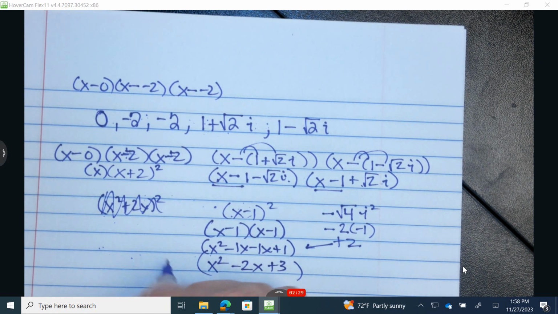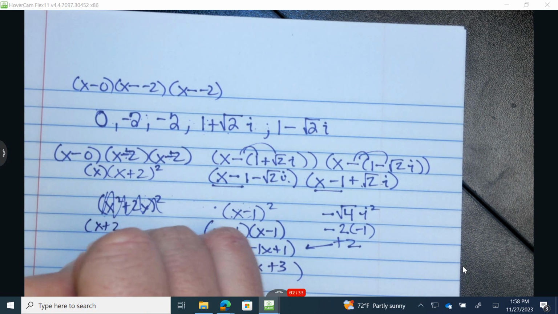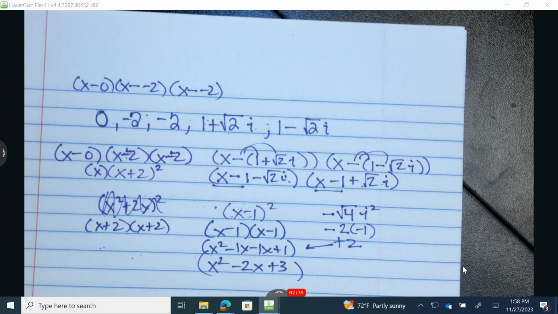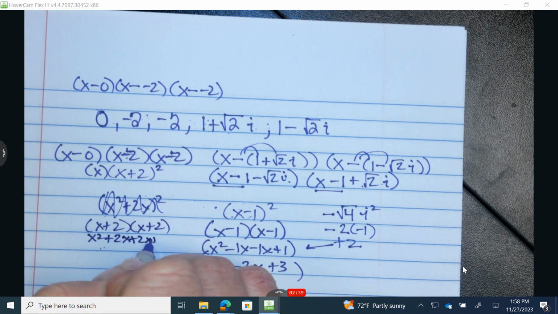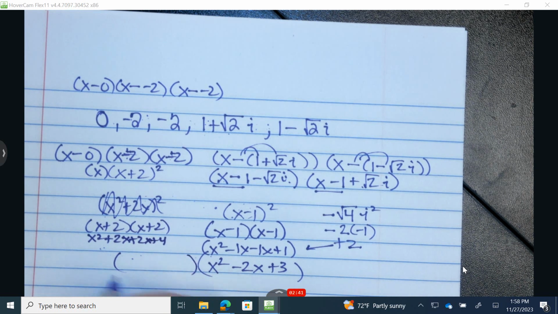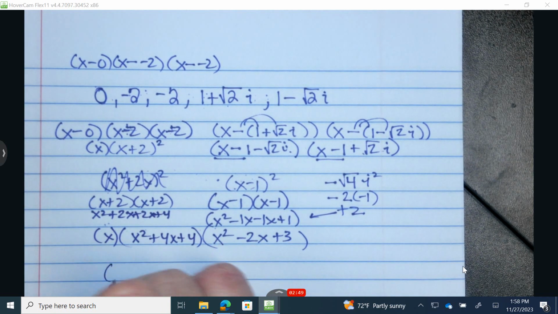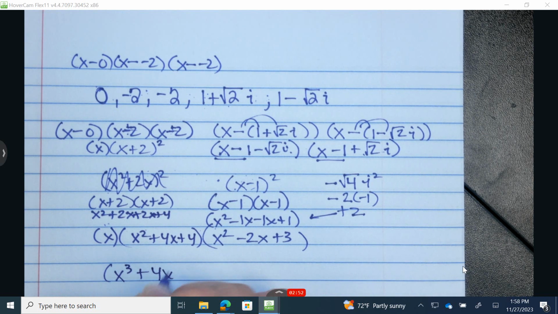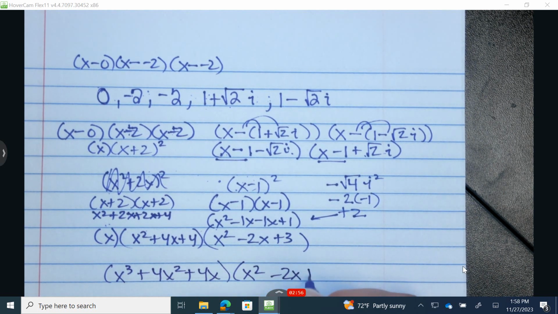Now what am I going to combine that with? Well, I'm going to go ahead and FOIL this out. So x plus 2 times x plus 2. That's x squared plus 2x plus 2x plus 4. So in this position, I have x squared plus 4x plus 4, and then outside we still have that x. Now is when I can distribute that. So x cubed plus 4x squared plus 4x times x squared minus 2x plus 3.